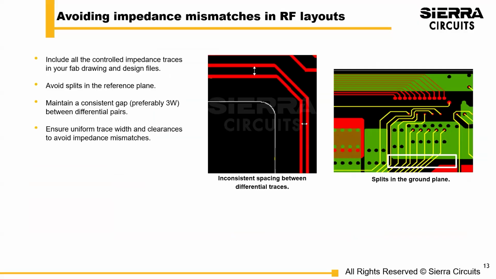When you're working with controlled impedance designs, stick to these guidelines. The first is to ensure all the controlled impedance traces are included in your fabrication drawings and design files. Avoid splits in the reference plane, and for differential pairs, maintain a consistent gap, ideally, let's say 3 times the trace width, to preserve any kind of impedance balance. You need to maintain uniform trace widths and clearances to avoid mismatches.